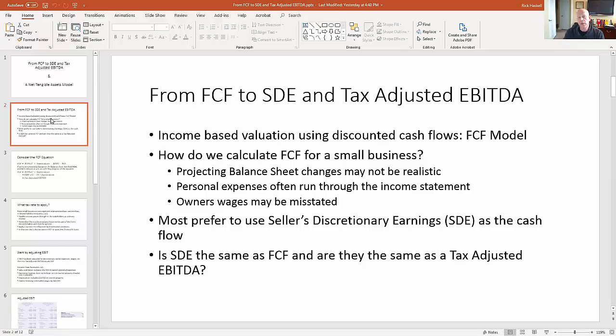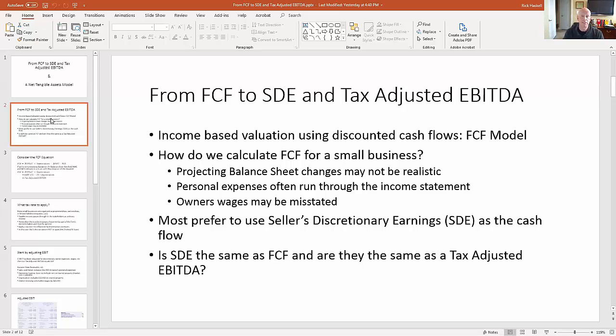To do this, we're going to create a valuation first based on discounted cash flows, and just come up with that basic FCF model and consider what it will do for us. But we have to think about, how do we calculate free cash flow for a small business? Remember that small businesses have problematic balance sheets for many reasons, including sometimes the balance sheet isn't properly accounted for. In fact, even when the income statement is properly accounted for in a small business, very often the balance sheet is not. So that's a problem for us to begin with.